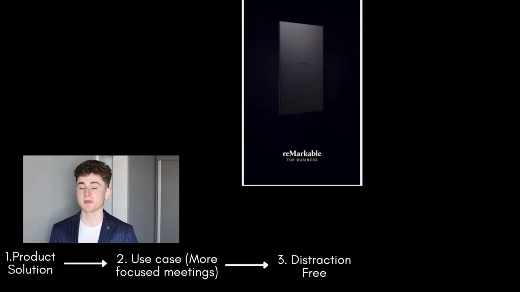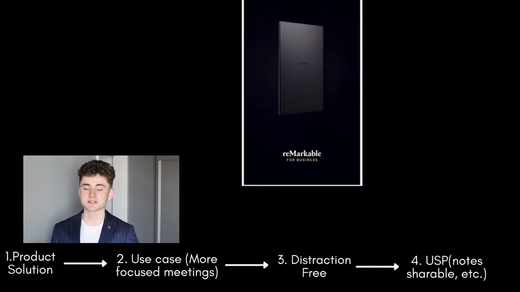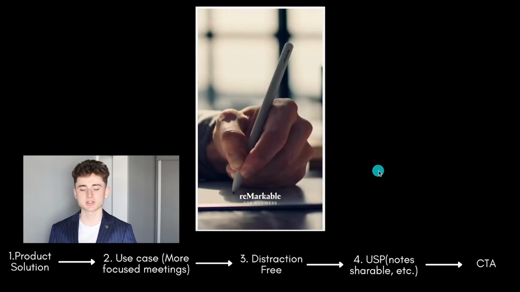So the next thing is USP, the unique selling propositions. They tell a lot of things about how this product is different and how it stands in the marketplace. Like, for example, shareable notes. And the last thing is call to action.